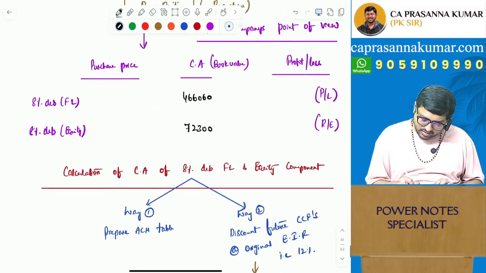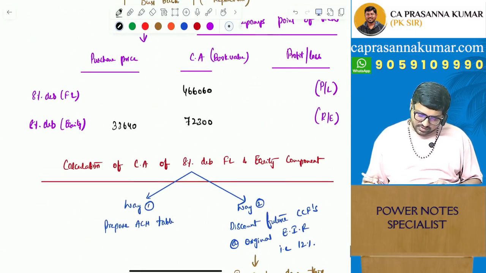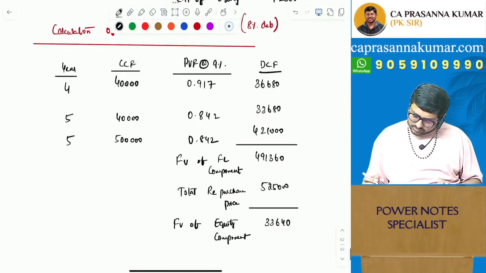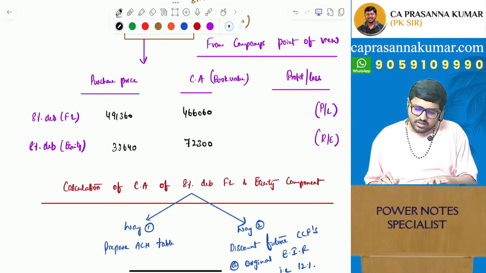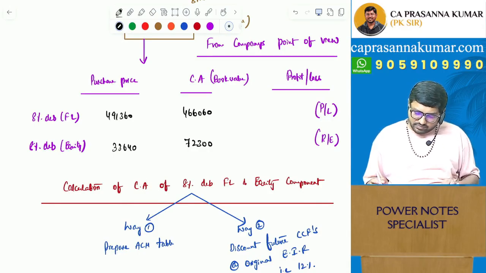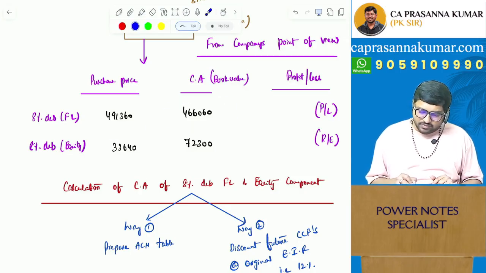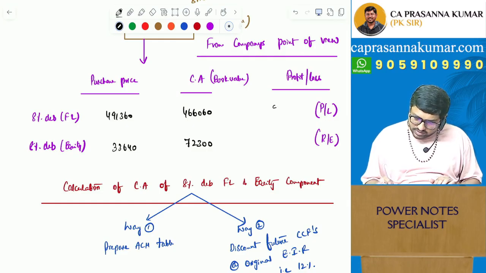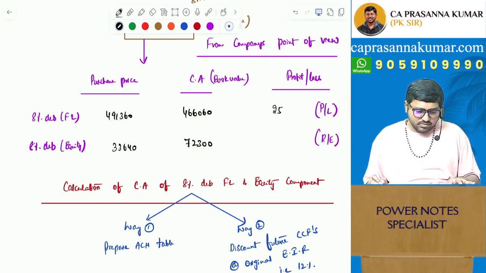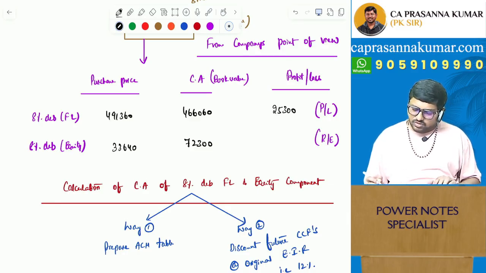So this will be 33,640, and this will be 4,91,360. Okay, now you people tell. The liability with carrying amount 4,66,60 has been purchased by paying 4,91,360, which means a loss to profit or loss. How much is the loss? 25,300. This is your loss.